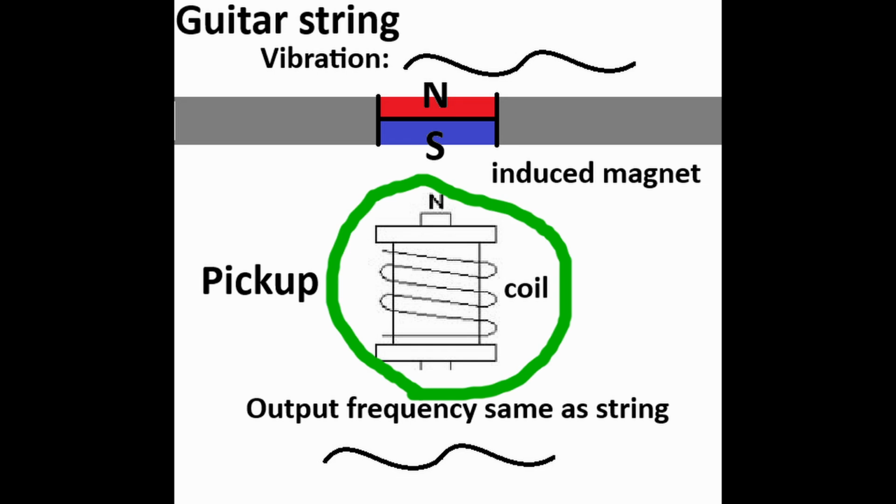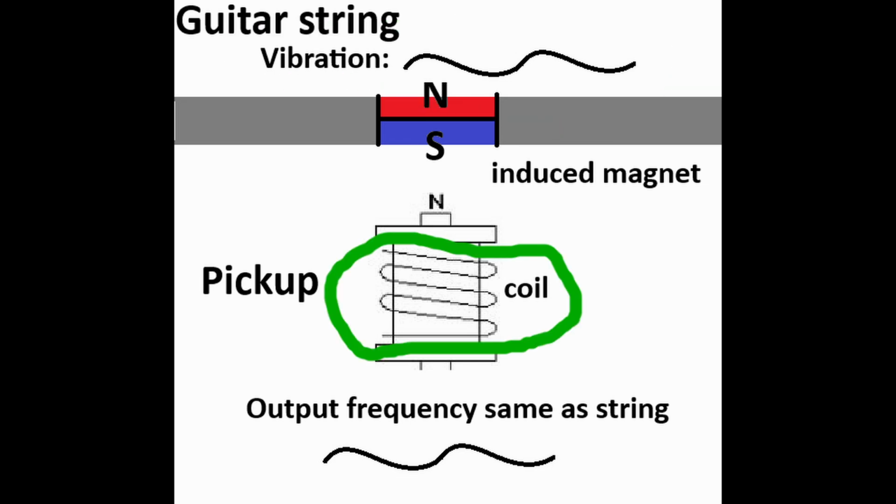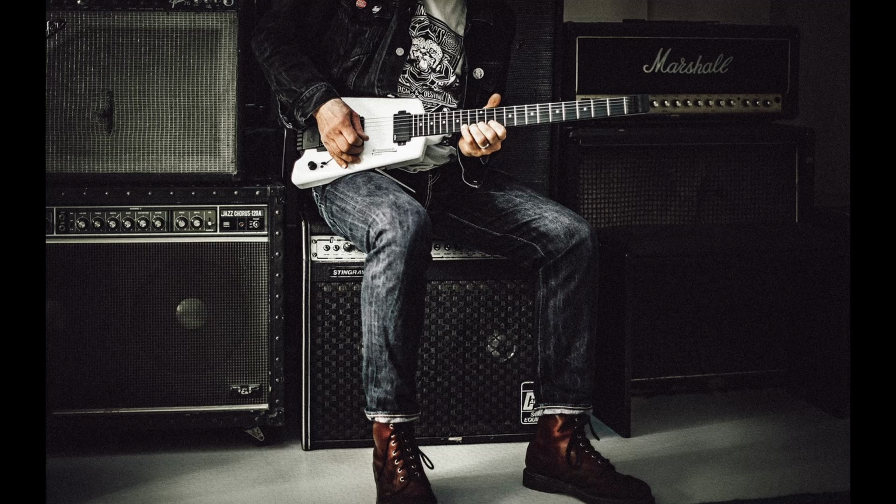The magnet generates a local magnetization of the nearby guitar string. When the string is played, it vibrates, and its relative motion induces currents in the coil in the pickup. The frequency of the current matches the frequency of the vibrating string, which is ultimately transmitted to an amplifier and a speaker.